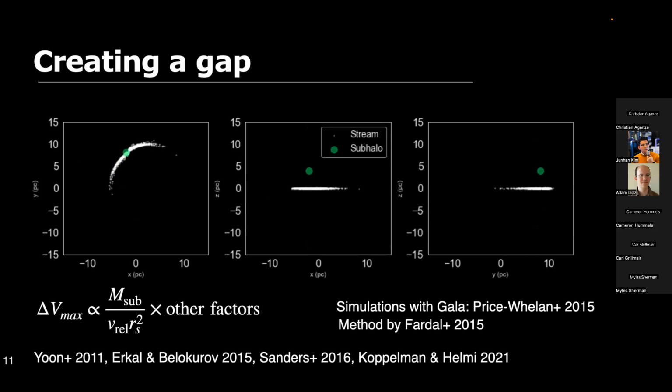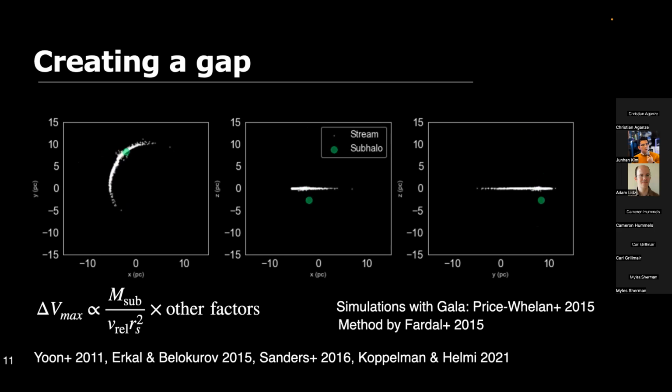So if you have a larger subhalo, you get more disruption, which makes sense. And then the relative velocity between the stream and the subhalo. Not just the velocity, but the actual relative velocities. And then the scale radius of the subhalo: if the subhalo is so compact, you get more disruption.